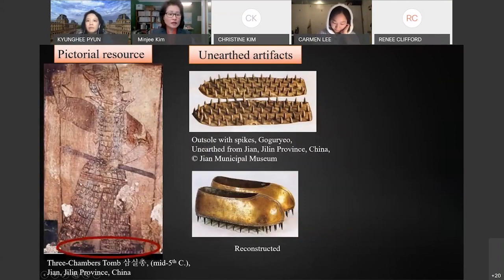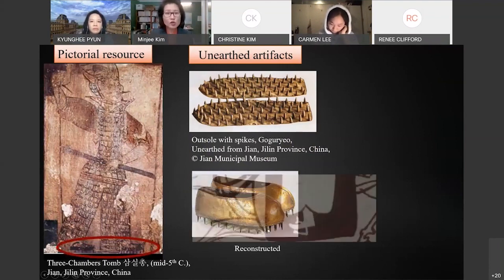And this is a warrior depicted in a Goguryeo mural tomb, and this person's shoes have a spiky bottom, and this actually unearthed shoe verifies this person's shoes, and actually this is to secure the feet for horse riding.